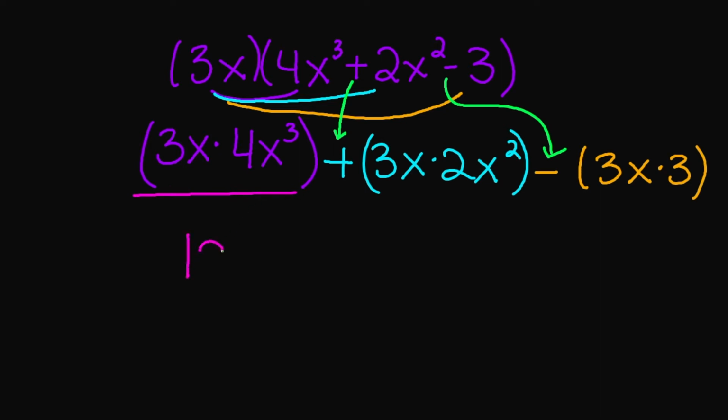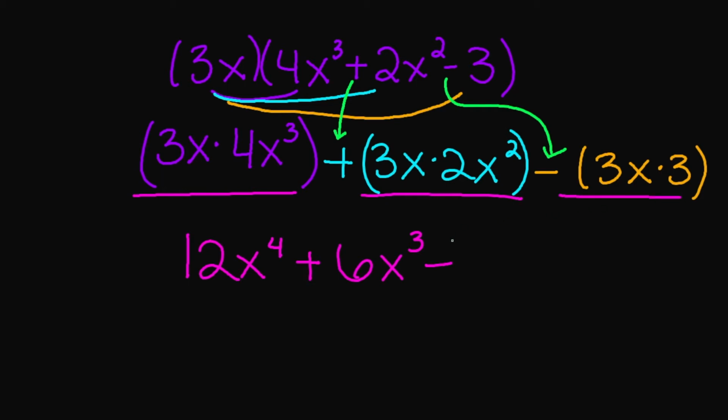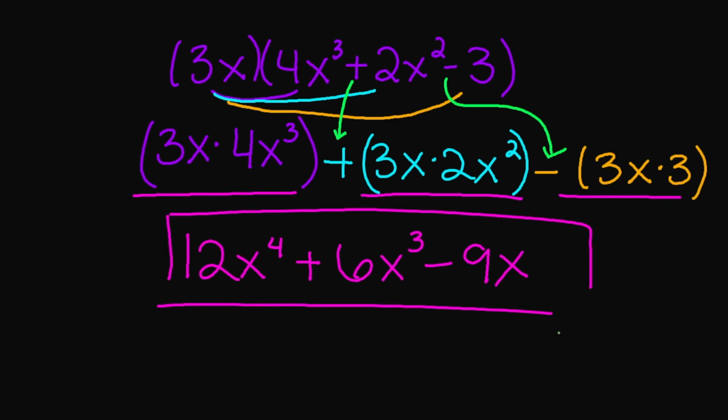This is going to equal 12x to the 4th plus 3x times 2x squared. This is going to equal 6x cubed. And then you have minus 3x times 3. This is going to equal 9x. And this is your final answer.